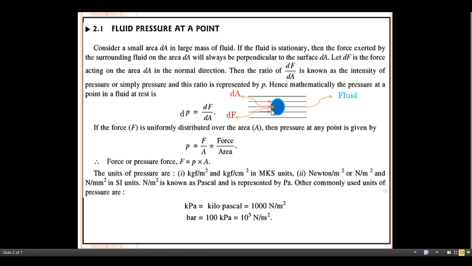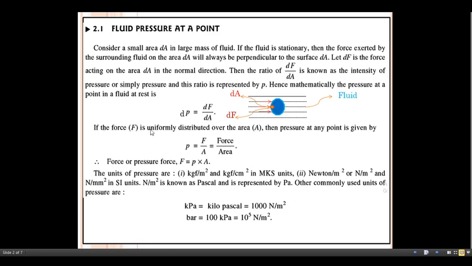Then the ratio of dF by dA is known as intensity of pressure, or simply pressure, and this ratio is represented by P. Hence mathematically, the pressure at a point in a fluid at rest: we have considered here a small element from this fluid, that's why dP is written here. So dP is nothing but dF divided by dA.